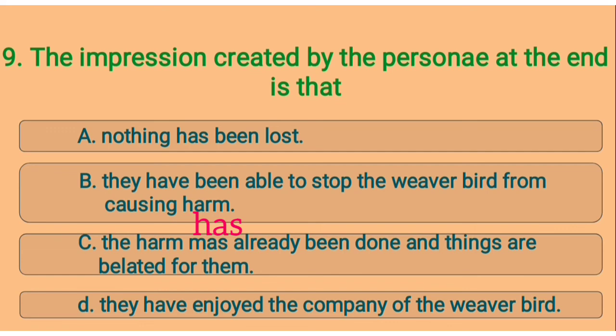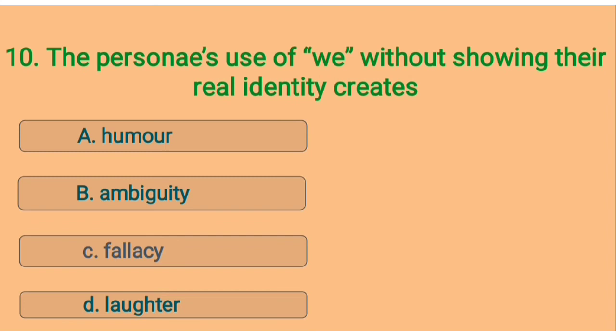Question 10. The persona's use of "we" without showing their real identity creates A. Humor, B. Ambiguity, C. Fallacy, D. Laughter. The correct answer to this question is B. Ambiguity.